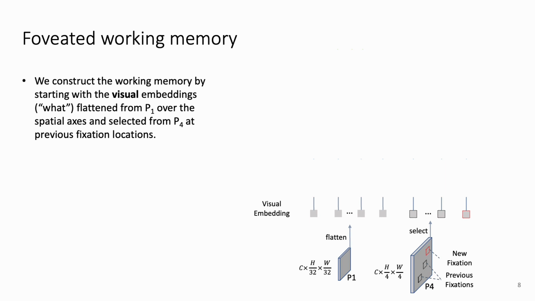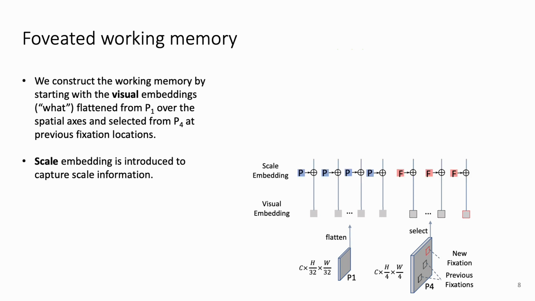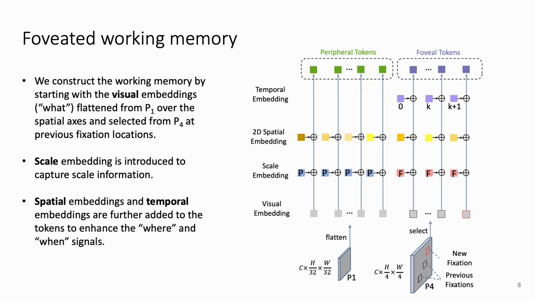To construct the foveated working memory, we first select the low-resolution feature maps and select the high-resolution feature vectors at the fixated locations. Then we add learnable scale embeddings to each token in order to differentiate the peripheral and the foveal tokens. Lastly, we add spatial and temporal positional encodings to enhance both the spatial and temporal information in our tokens.